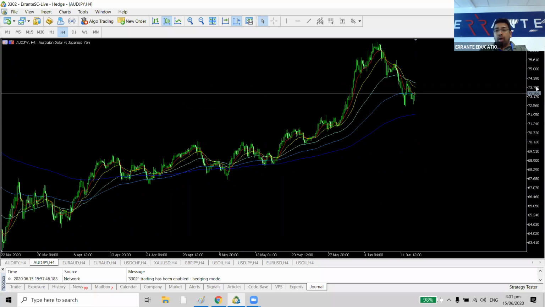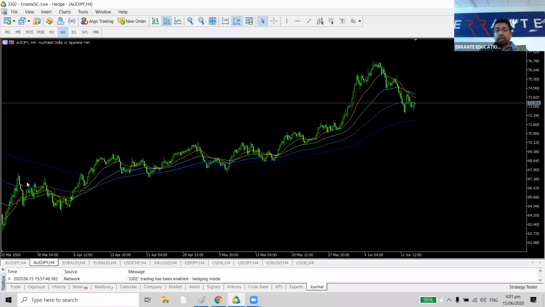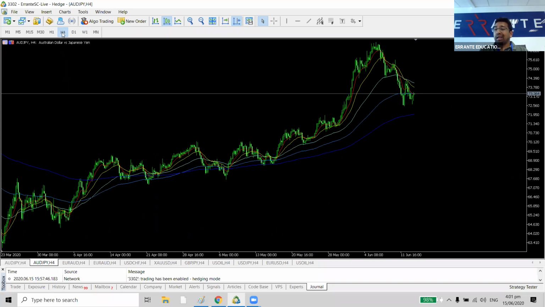Now on the 4-hour chart, I don't see the same thing. I see that it went up all the way, and now it's in the middle of all 3 lines. So the 1 hour and the 4-hour tell different things. That actually means it's not a good sign of trend. The trend is not very clear.